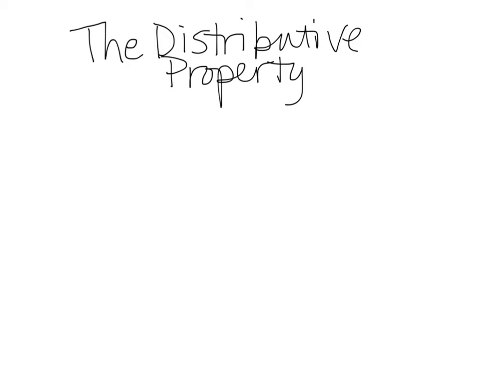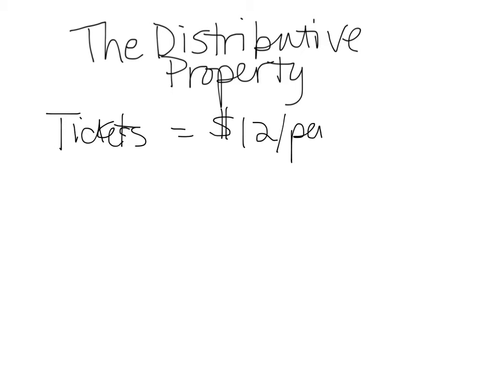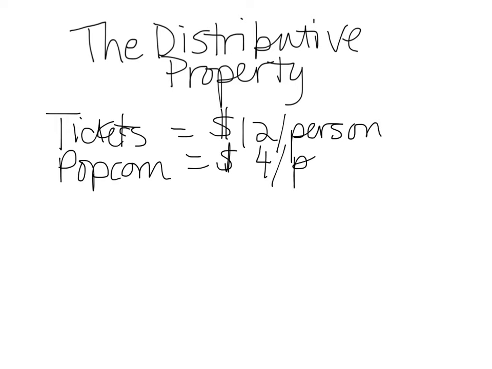Let's say two friends want to go to the movies, and I don't know, movies are so expensive these days. Let's say that tickets are $12 per person, and popcorn is $4 per person. How much will it cost two people to go?